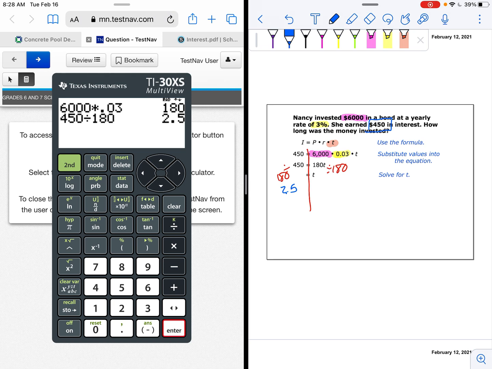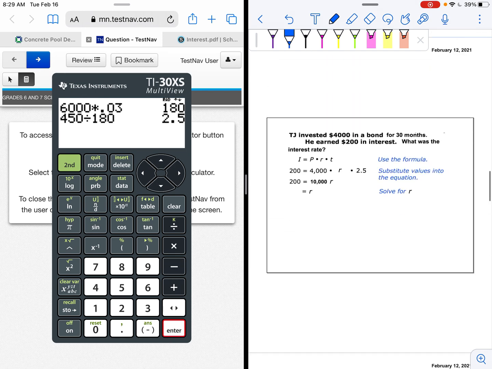So let's keep going. The next one, we're looking for the rate. So we're kind of moving it around a little bit. Now we're looking for the rate. Still the same kind of thing. Looking for the rate though.